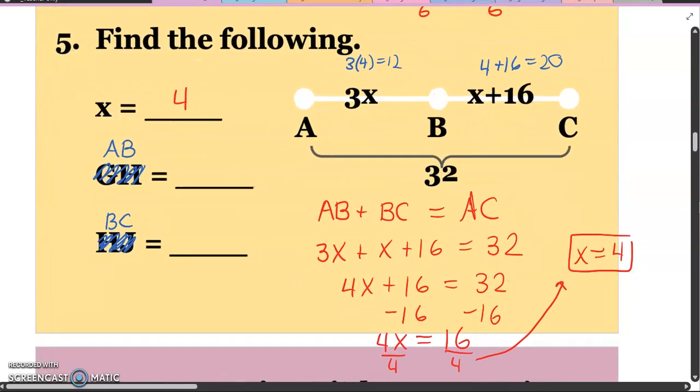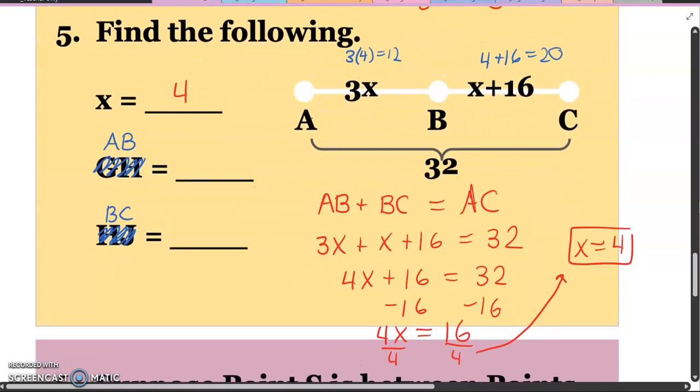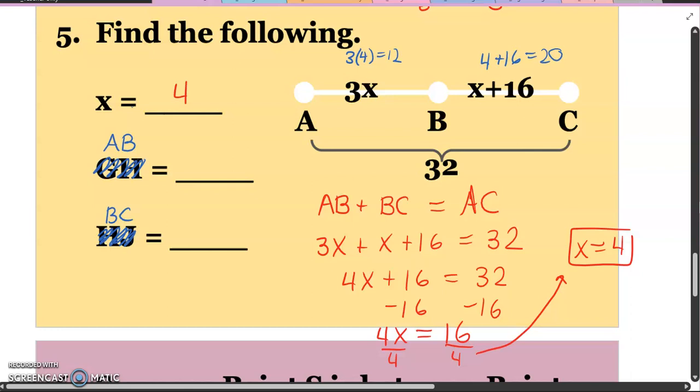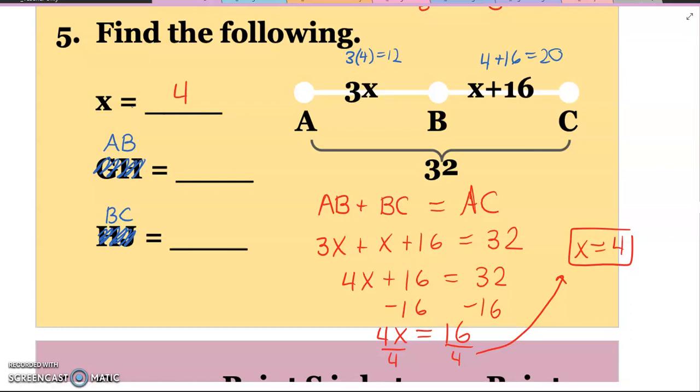We're going to go over the answer right now. Here are the answers. So we have our equation set up here in red. You can take a look below. Again, part plus part equals whole. AB plus BC equals AC. We substitute the 3x from here. We substitute the x plus 16 from here. And the 32 is the whole.